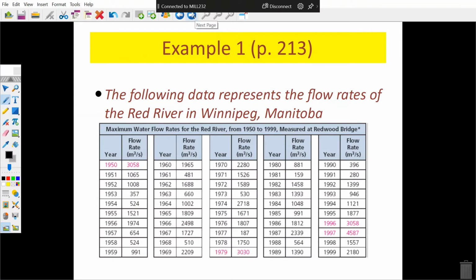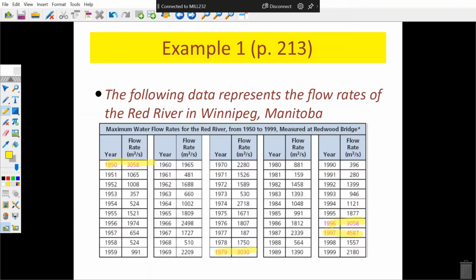As you can see in example 1 here, it says the following data represents the water flow rates of the Red River in Manitoba. And this has how the water has flowed through the river from 1950 all the way up to 1999. The ones marked in pink are the years there were floods. So there's a lot of data on here.